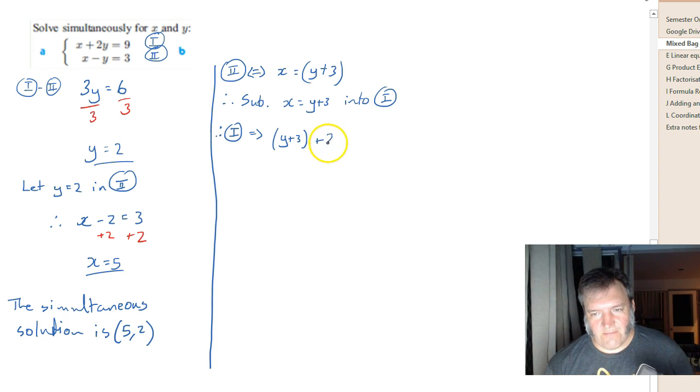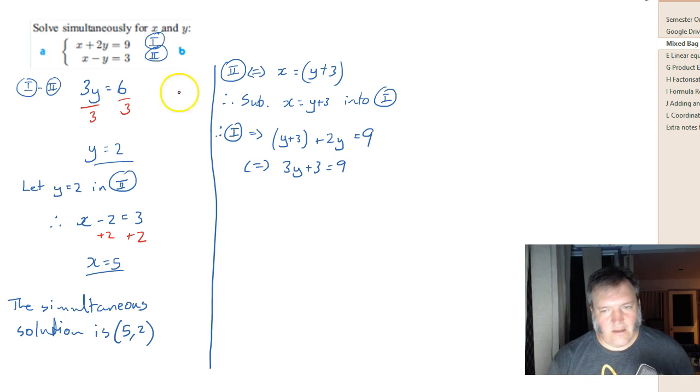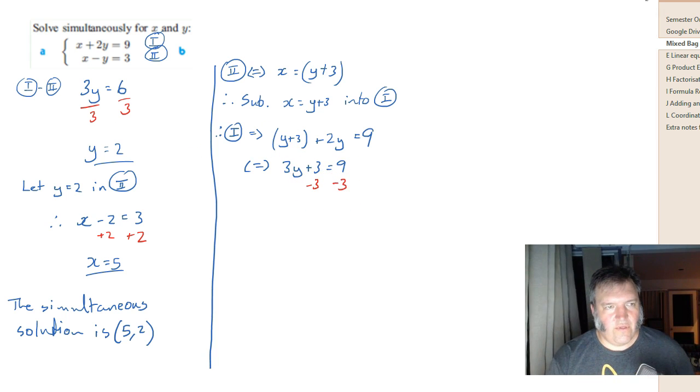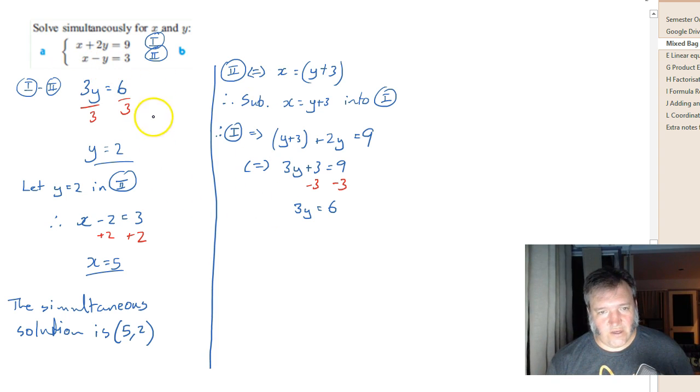So y plus 3 plus 2y is equal to 9. We're going to collect our like terms. y plus 2y is 3y, so 3y plus 3 equals 9. Subtracting 3 from each side, because I want to get rid of that 3. And I have 3y is equal to 6, and you can see we've reduced it to the same problem that we had on the other side after our first line. So after all that work, it's going to follow through the same way. Divide by 3 each side, I've got y equals 2.